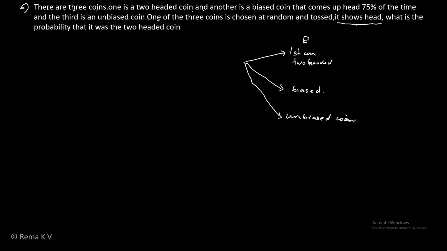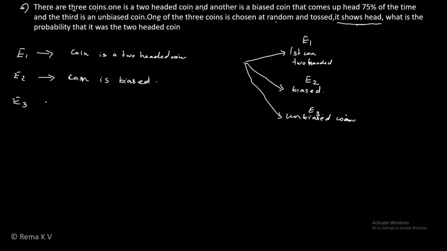This is to be taken as E1, second one biased coin E2, and the third as E3. So you can write E1, E2 and E3. E1: coin is a two-headed coin. Then second one is a biased coin. And the third one is the coin is unbiased.